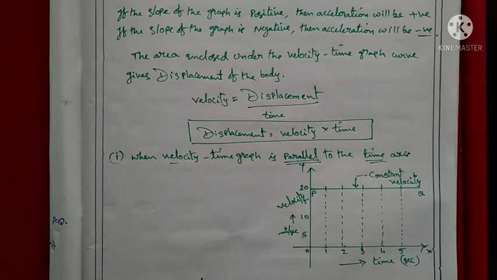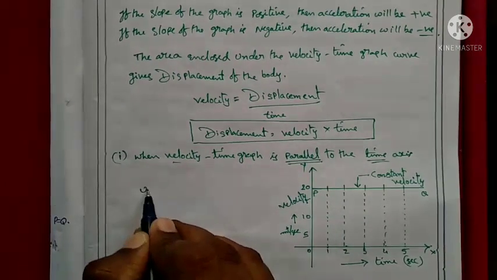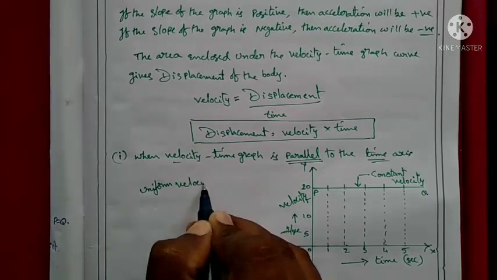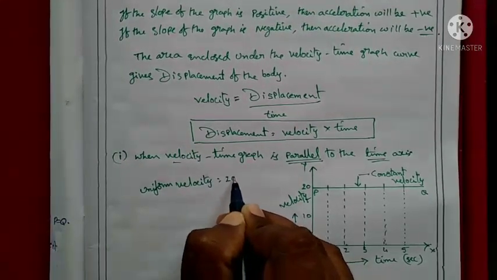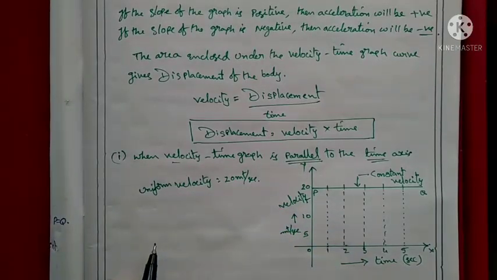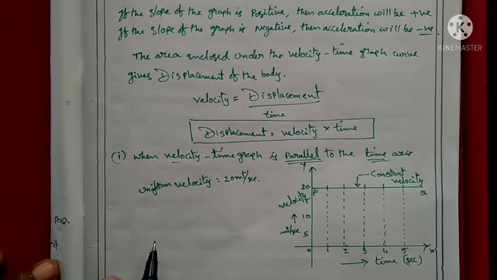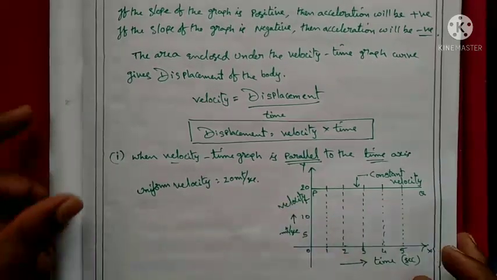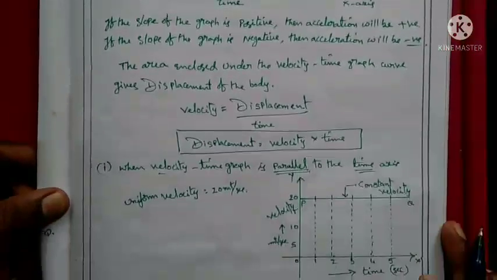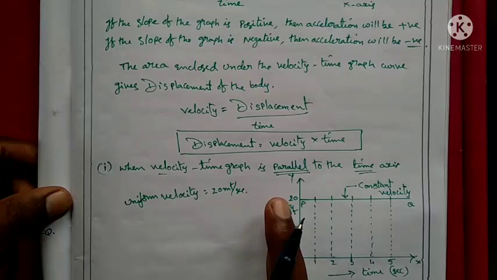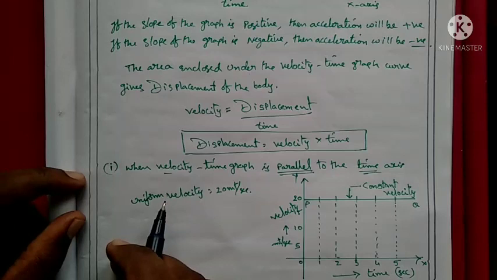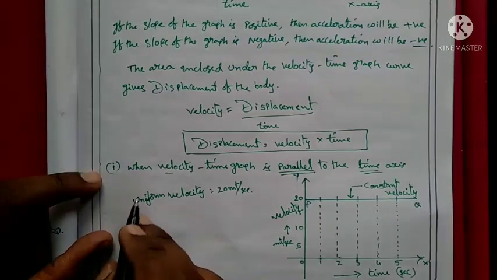When the body is moving with uniform velocity, how much velocity? From this graph, uniform velocity is equal to 20 meter per second. As the graph is a straight line, therefore the slope is 0. There is no slope. Other graphs have a slope, but this graph has no slope, because it is a straight line. Any straight line parallel to the axis has no slope. That means its acceleration is 0.